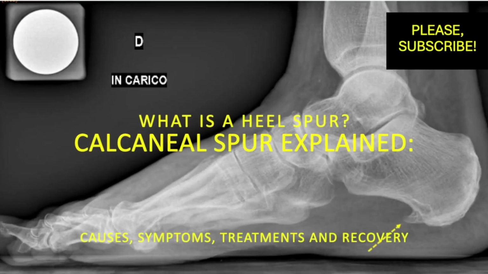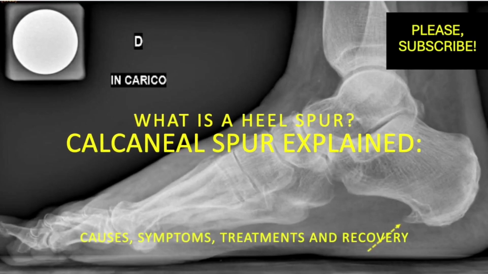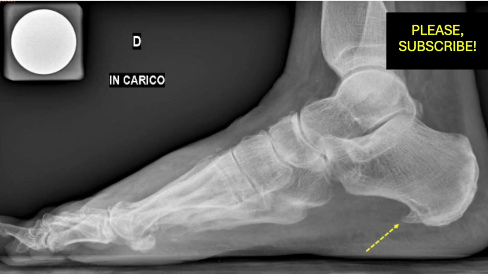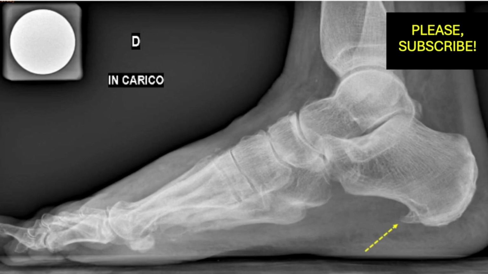Today we are going to talk about heel spurs. A spur is a typical bony protrusion that forms in the calcaneus, i.e., the heel bone, usually due to a buildup of calcium.